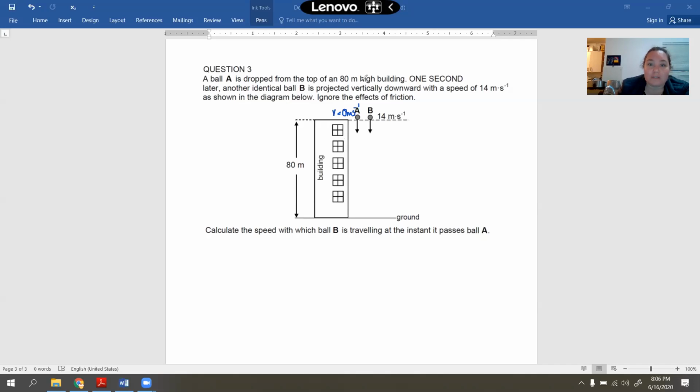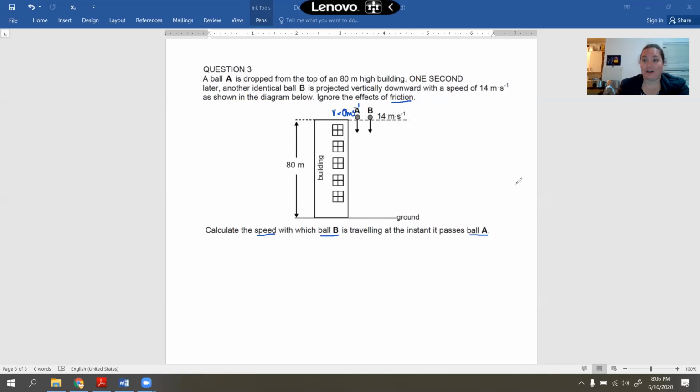So ball B is projected downwards with a speed of 14 meters per second, as shown in the diagram below. Ignore the effects of friction. Sorry, it was the friction which got me distracted there. Now you're asked to calculate the speed with which ball B is traveling at the instant it passes ball A.